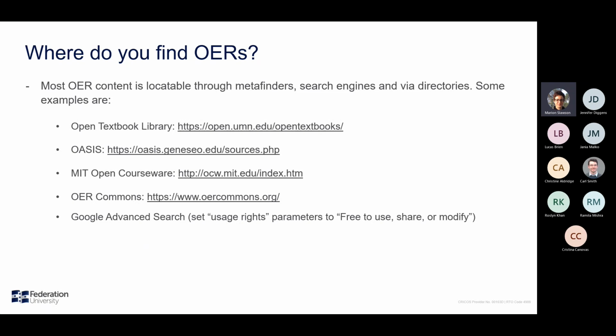OER types of resources. And one thing that a lot of people don't know is that you can also just use Google Advanced Search, setting the usage rights parameters to this particular option. They've basically summarized the Creative Commons licensing, so it's free to use, share or modify. So it's a really nice broad interpretation of some of the Creative Commons licensing. So that's one way to find them as well. Although these days the directories and meta finders are probably better than using Google Advanced Search, because there's a lot of curating that goes on.